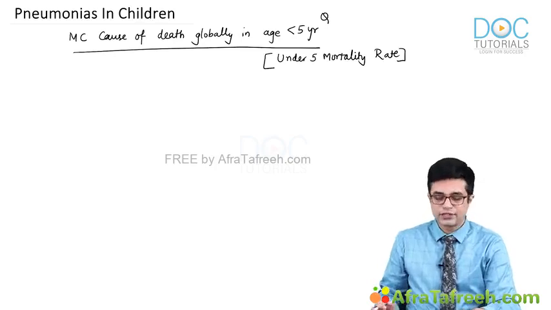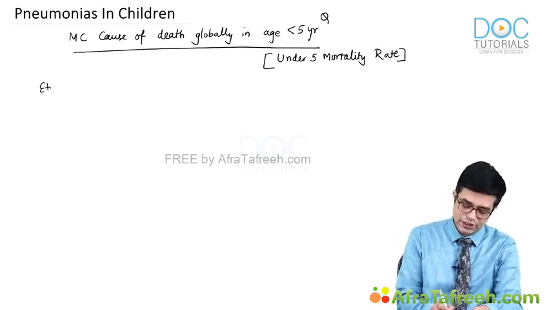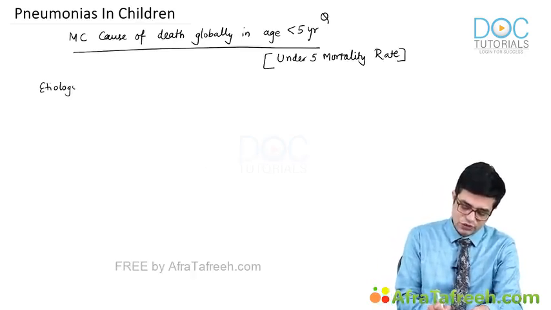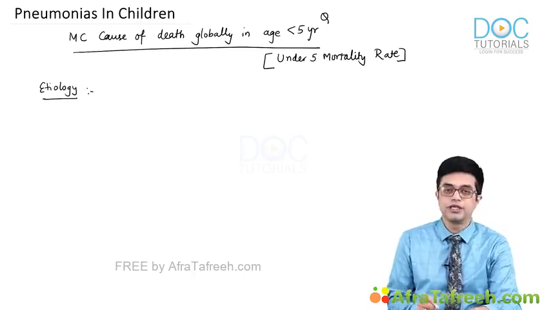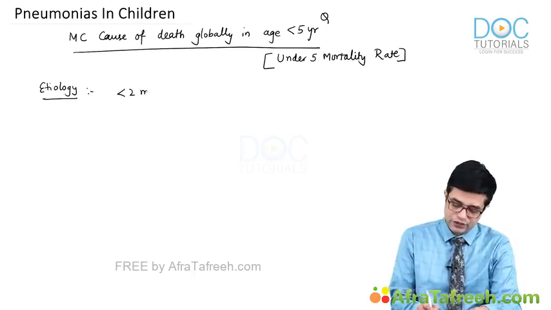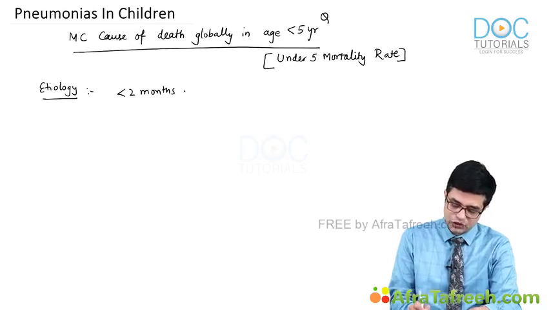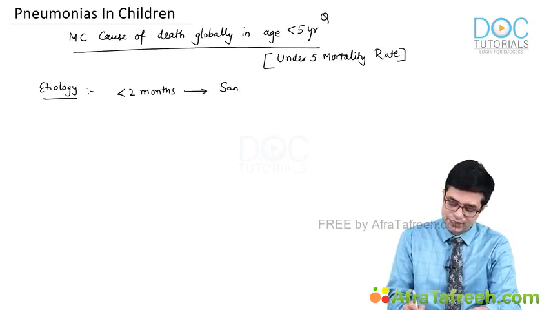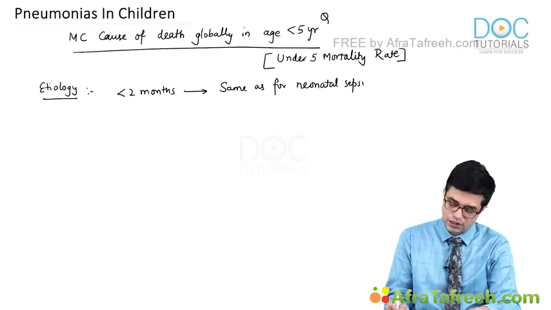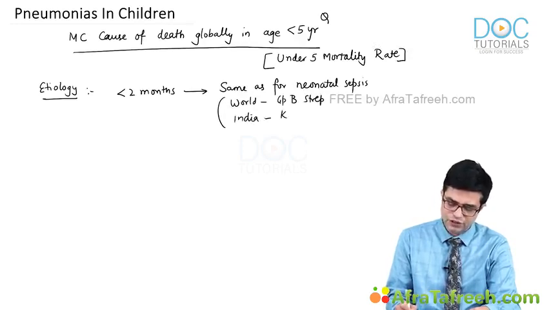Before we go towards the diagnosis, first we need to understand the etiological agents. So what are the agents who cause pneumonia? They vary according to the age group. If the age of the child is less than 2 months, the causes for pneumonia are the same as for neonatal sepsis, the ones we discussed in the neonatal sepsis module. So in case of world, you will have group B streptococcus. In case of India, you will have Klebsiella. So this is something you have already done, right?